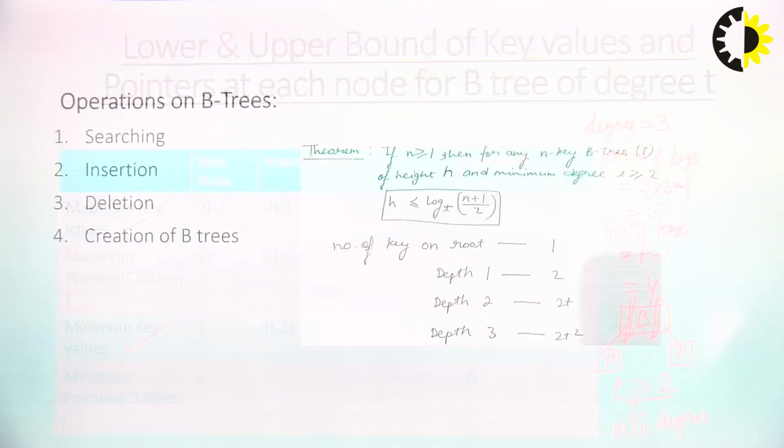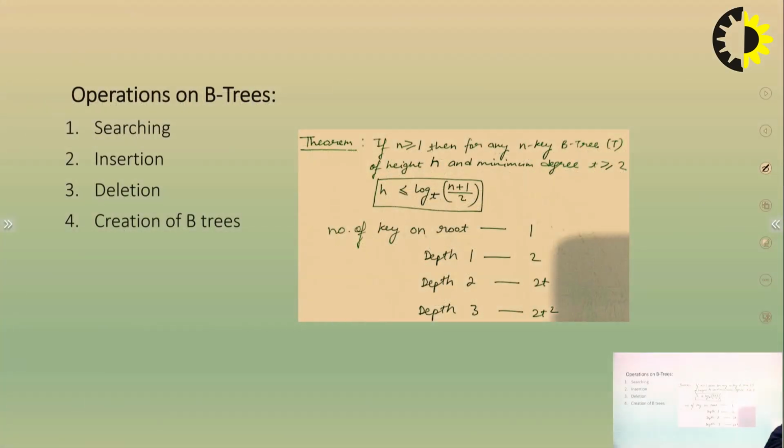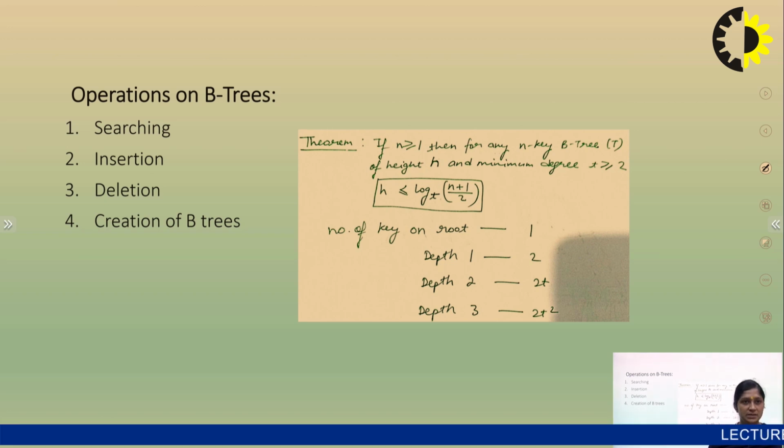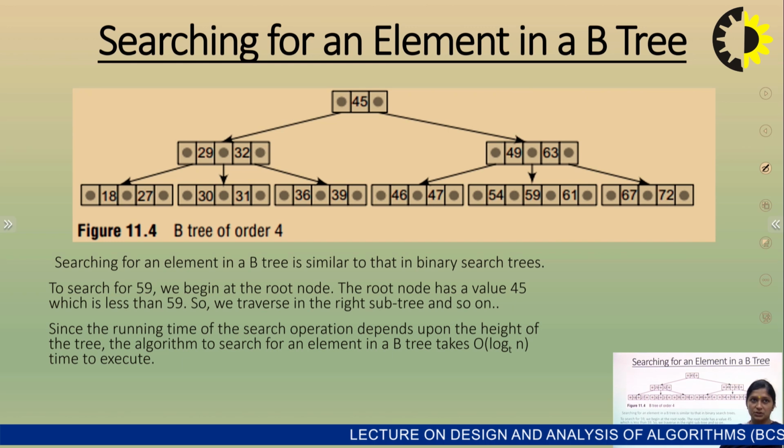Now we will see the operations on B-tree. In the previous slide, I told you how to find the maximum number of keys and minimum number of keys when order is given, and when degree is given. After this, we will know the operations on B-tree. There are basically 3 operations: searching, insertion and deletion. And one more operation is there, that is the creation of a B-tree. Now we will see them one by one. Today we will discuss only the first one, that is the searching operation.